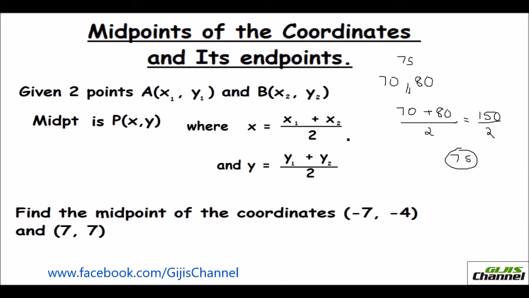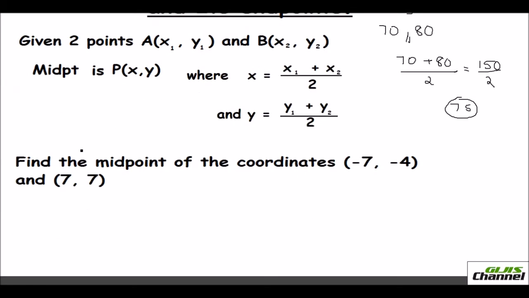The same principle is applied here. To find the midpoint P, whose coordinate is x comma y, we use the same concept. To find x, we add up the 2 x coordinates and divide by 2, and for y you add up the 2 y coordinates given and divide that by 2, and thus we obtain the midpoint. So here I have a question for you.